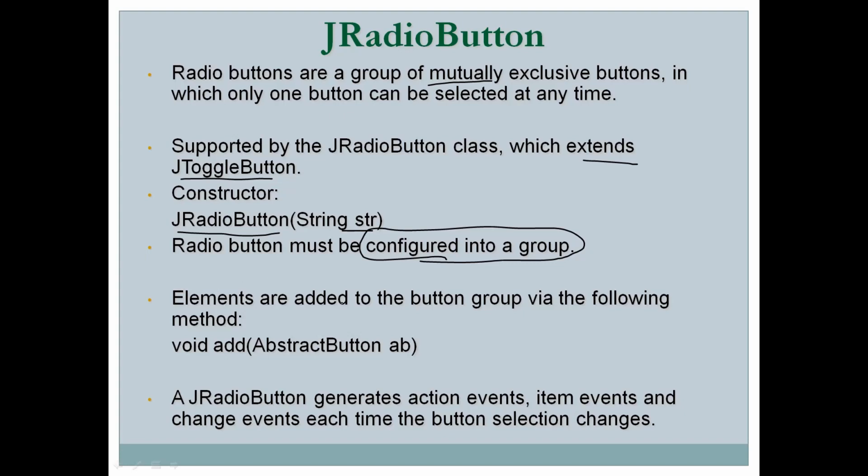Elements are added to the ButtonGroup via the following method. You can add elements to the group by using the method add. So we have to create a ButtonGroup, and to the ButtonGroup we can add the radio buttons by using the add method.